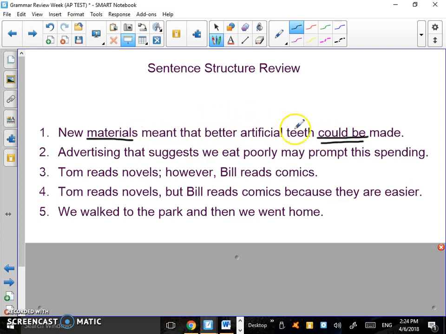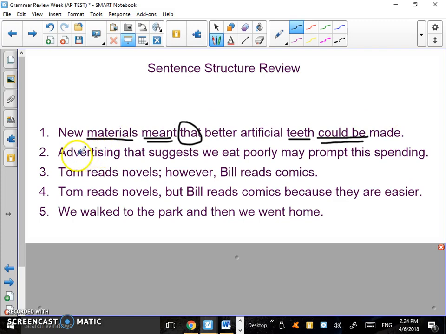But then we have this idea of what else is in here. Now, meant is also a verb, and artificial teeth could also be a subject. So the that here is our connecting conjunction. It's a subordinating conjunction. Okay, better artificial teeth: better and artificial described teeth, so it just talks about what type of teeth. So if you got that you have one independent and one dependent, you would know that this sentence is complex.